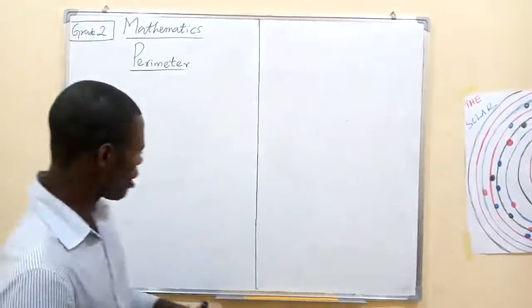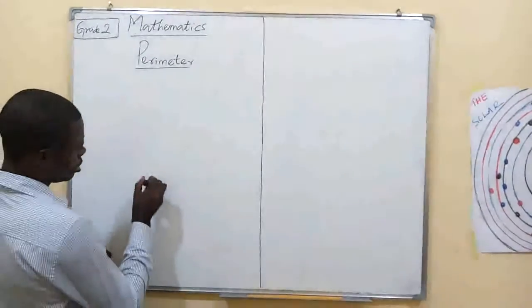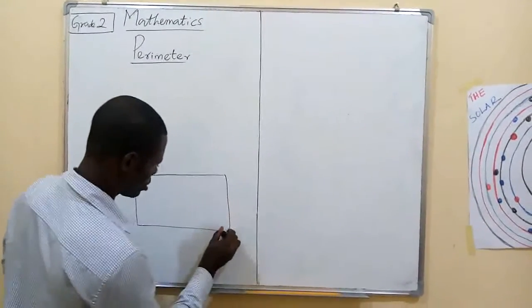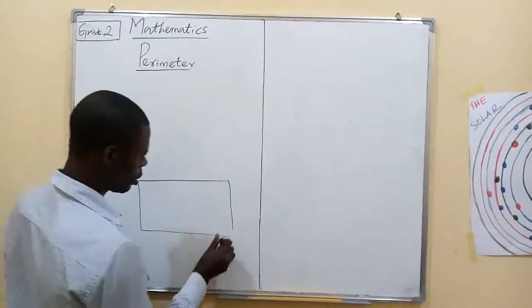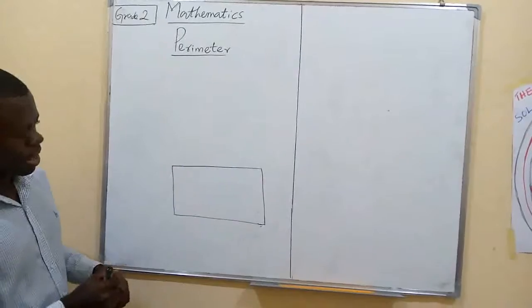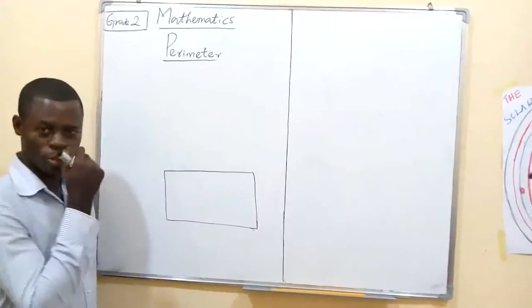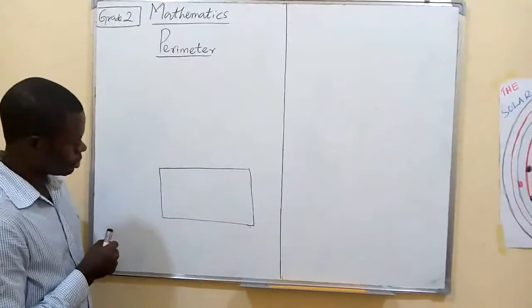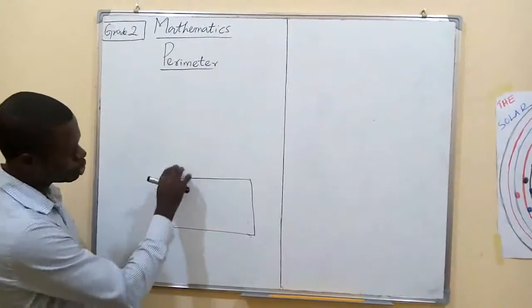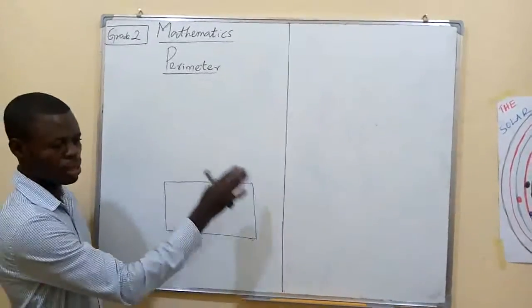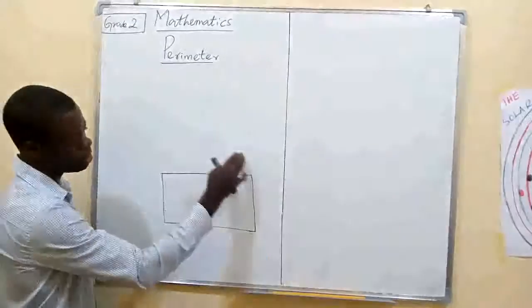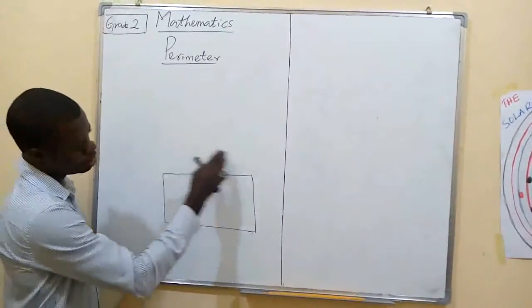For example, let's say you have a shape like this. What shape is this, class? This is a rectangle. The perimeter of this shape is the total distance of this shape.